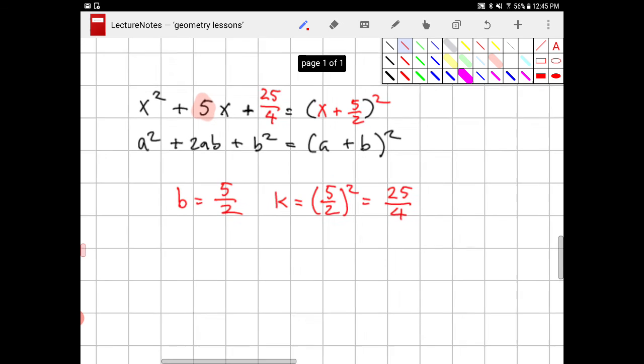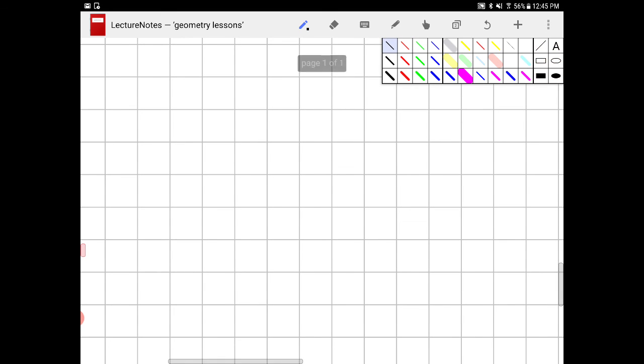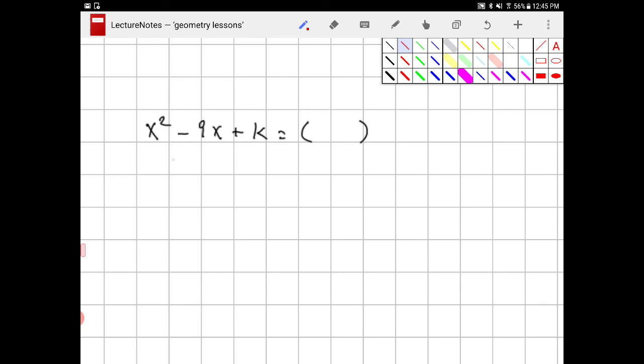Let's do this one more time. Last one. So suppose I have x squared minus 9x, and again we're trying to figure out what k is, as well as what the binomial quantity squared is. Pause the video to see if you can figure this out. So hopefully by now we should have a little more fluency. B, as it turns out, is just 9 halves. This is simply x minus 9 over 2 quantity squared, and k is simply 9 over 2 quantity squared, or 81 fourths.